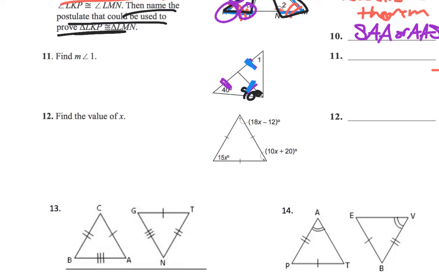Don't do that. This is a triangle. There's 180 degrees in the triangle. We know that 80 of them are for those other two angles. That leaves 100 right here.